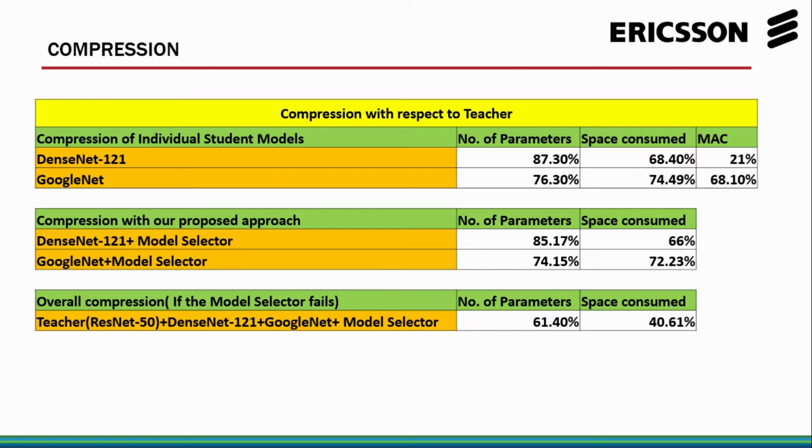With respect to our proposed approach, when we use the student model and the model selector in a series, we have presented the results of compression with respect to the number of parameters, and also considering the space consumed. An interesting scenario might occur. What if the model selector fails? What if the data is fed to both the student models, or in some exceptional case both the students evaluate the same data where the accuracy is the same? In that case also our proposed approach can compress up to 61.4% with respect to the teacher model, and with respect to the space consumed it can compress up to 40.61%. So our entire approach is pretty good, is what we would like to say here.